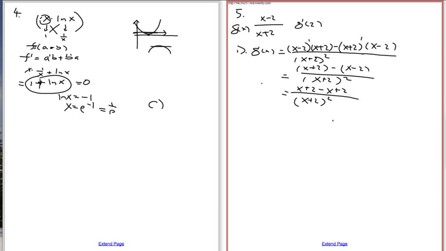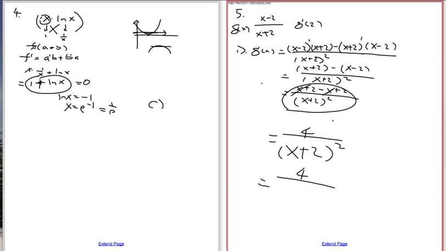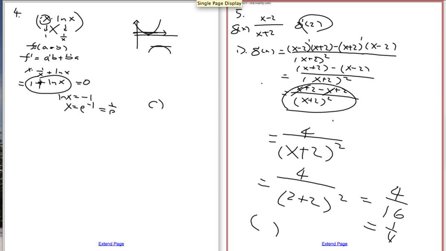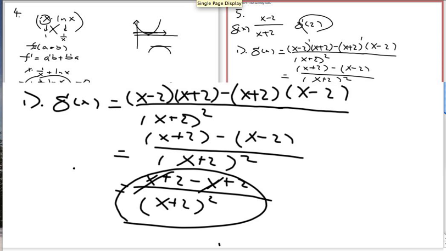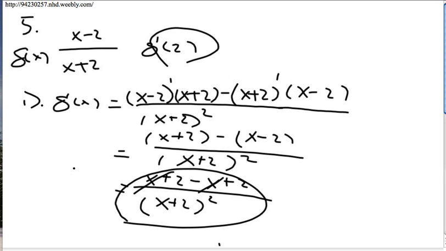So as we see here, g prime of x is 4 over (x plus 2) squared. When x equals 2, it's 4 over (2 plus 2) squared, which equals 4 over 16, which is 1 over 4. That's the answer. And 1 over 4 is choice C. Alright, next page.